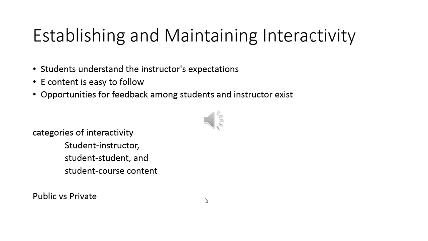The categories of interactivity that can occur are between student and instructor, student and student, and student and course content. These are the general three categories. The interaction can be both public or private, both of which are very powerful to ensure engagement in a safe environment, to ensure that the students are comfortable to learn and have deep understanding.